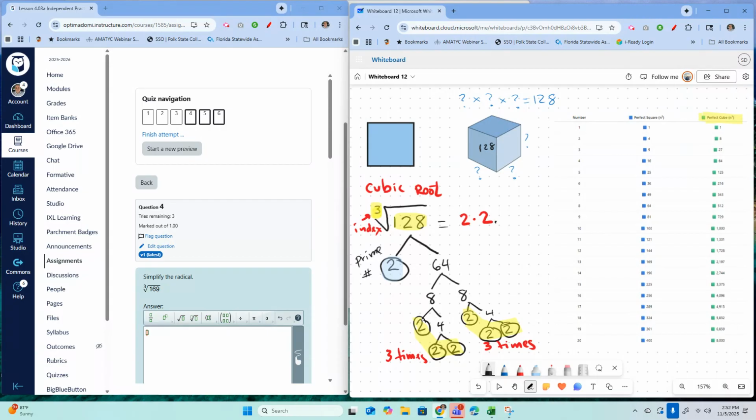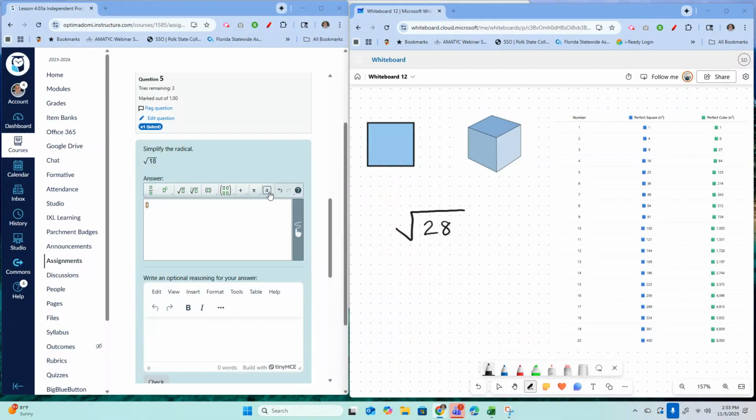So that 2 that I highlighted in blue, I'm going to put the radical, I'm going to put the index, and that 2 that is left over, I'm going to put it on the inside of the radical. And then the last thing I'm going to do is multiply these 2 2's, and that's how I get 4, and then I say 4 cubic root of 2. And that will be my answer there. Okay, let's go to the next one.